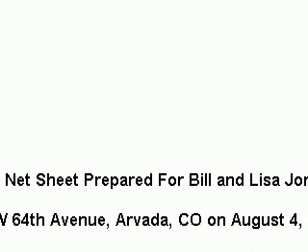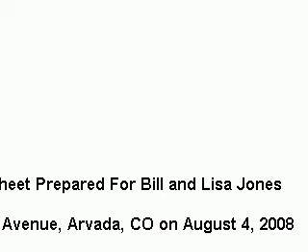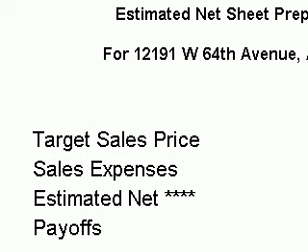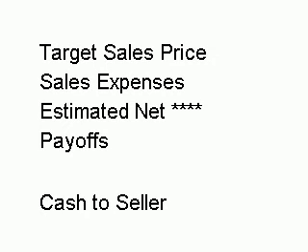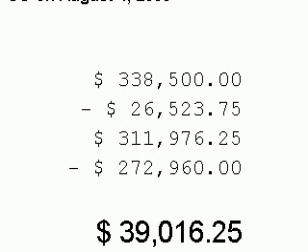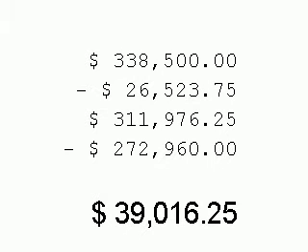And then the next one is the actual estimated net sheet. So what it says is estimated net sheet prepared for Bill and Lisa Jones for the address, gives a date, gives a target sales price, sales expenses, estimated net, payoffs, and then finally cash to seller. And then if we look over here, we'll see our target sales price $338,500, sales expenses $26,523. That produces an estimated net of $311,976. Payoffs $272,960. That means cash to seller $390,165.